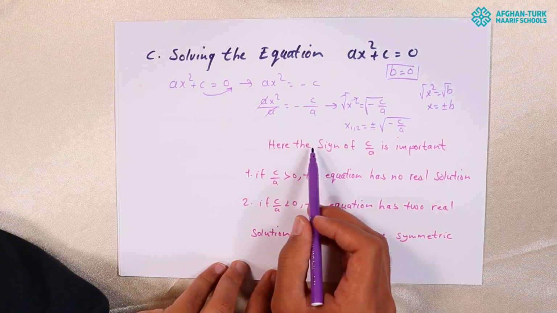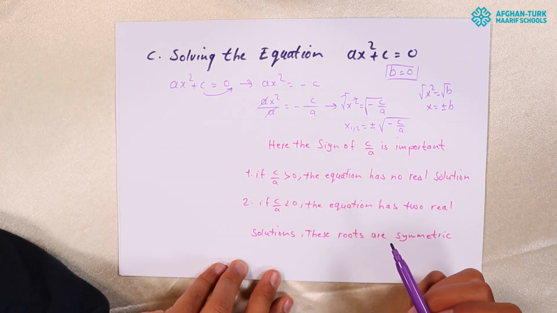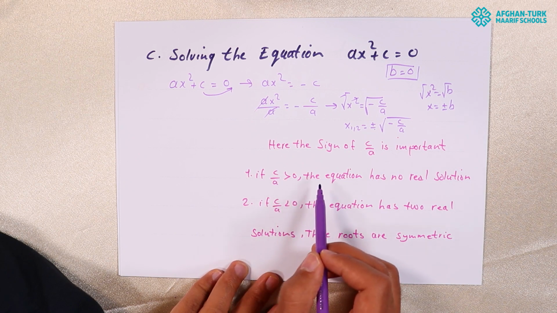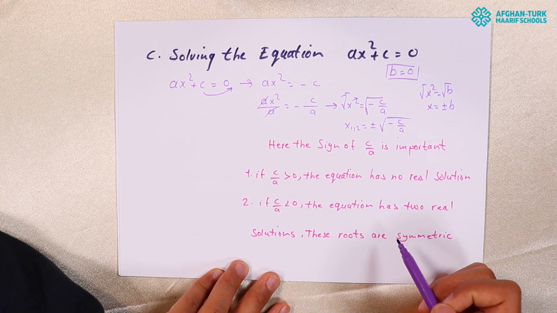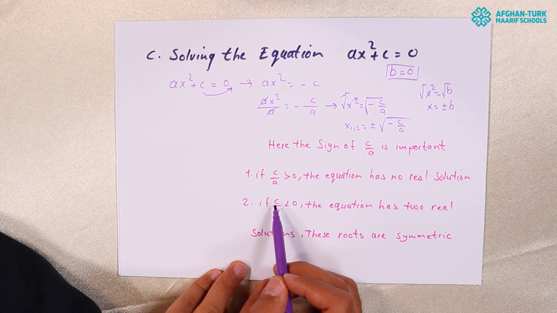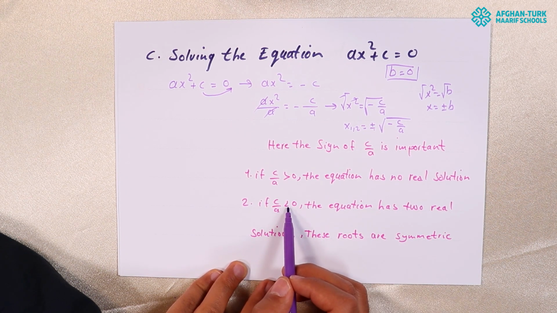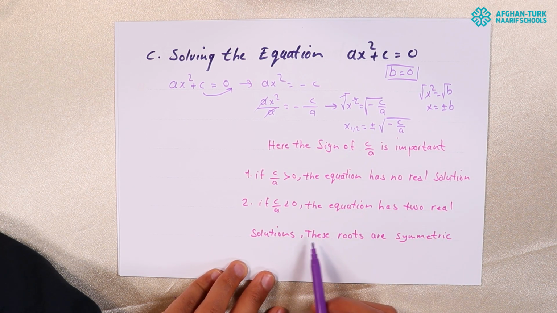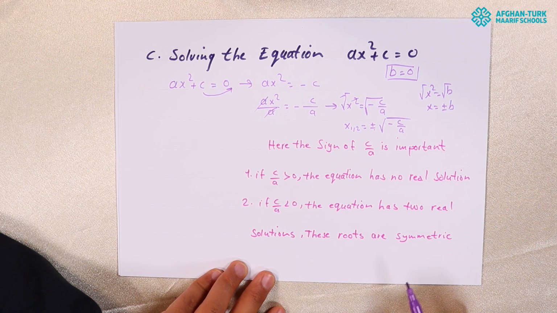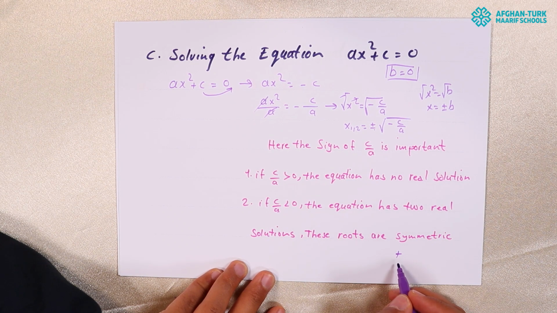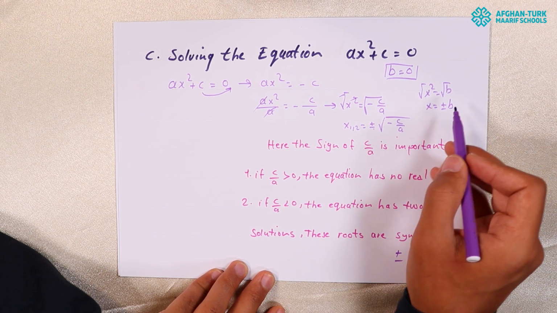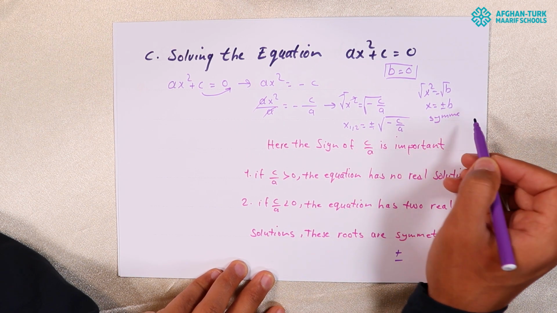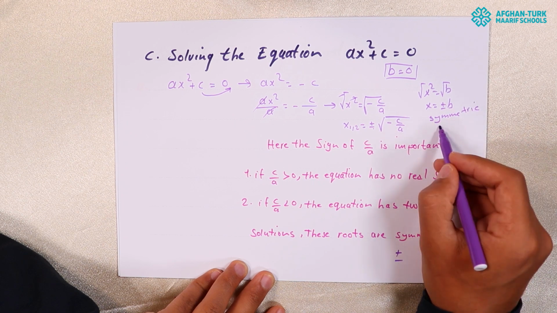Okay, here the sign of c over a is important. Why? If minus c over a is smaller than 0, the equation has no real solution. Second one, if minus c over a is greater than 0, the equation has 2 real solutions. These roots are symmetric. It means one of them will be plus and the other one is minus. Okay, like here, x is equal to plus and minus square root of b. These are symmetric solutions.